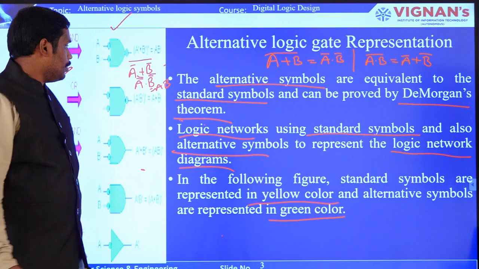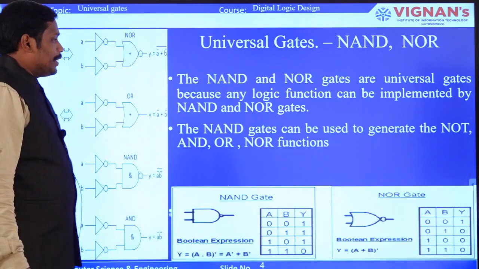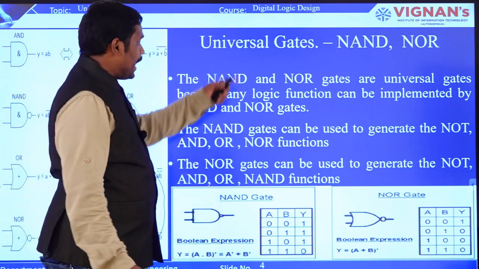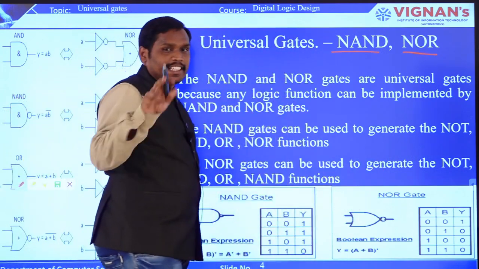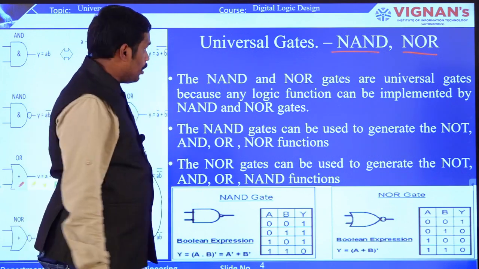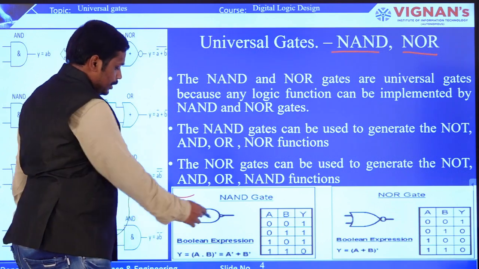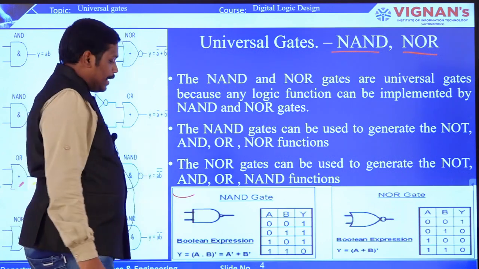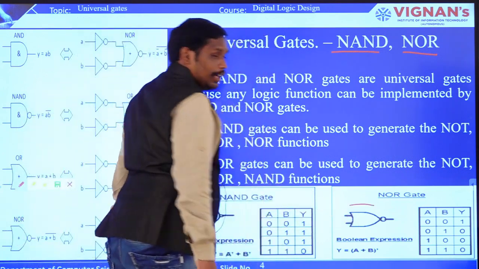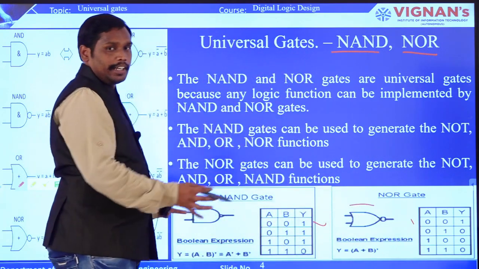That is universal gates. Why are these called universal gates? Because NAND and NOR, every standard symbol or alternative symbol can be expressed in NAND or NOR. You can see the symbol that is used for NAND and the symbol that is used for NOR, and in the same way the truth tables. So hope these are all clear.